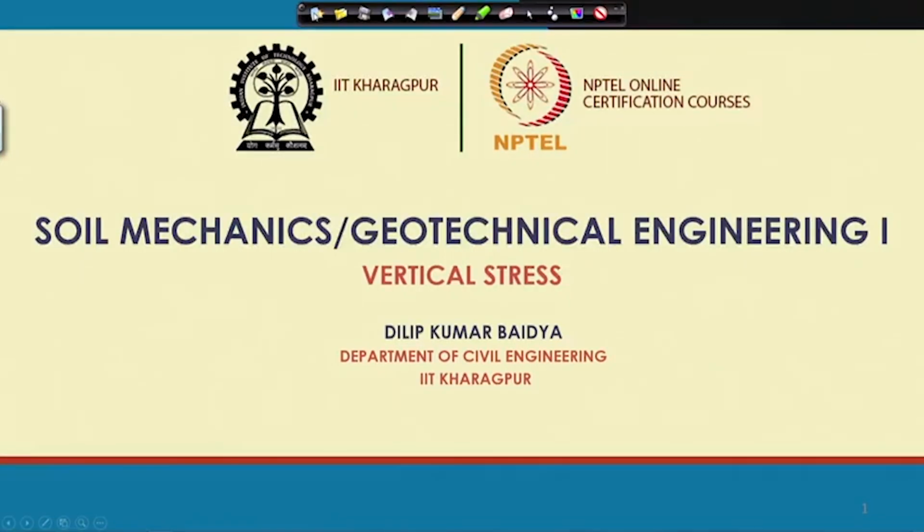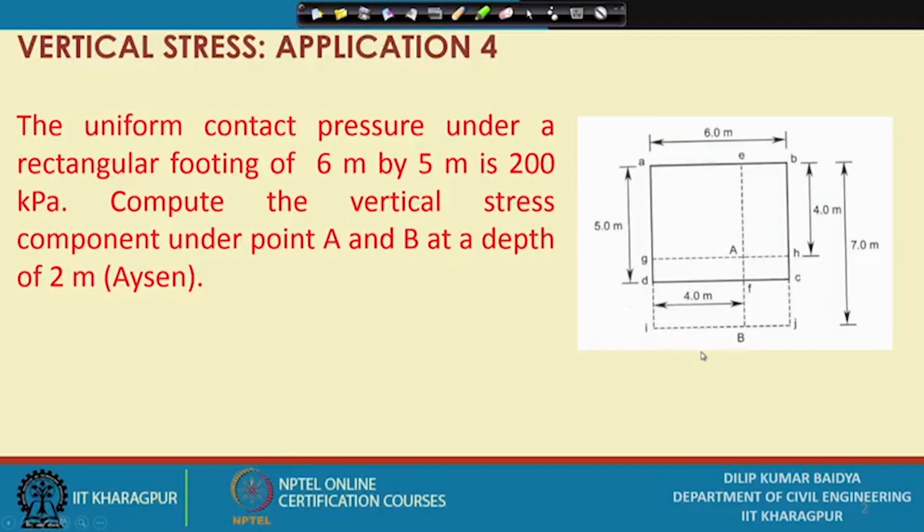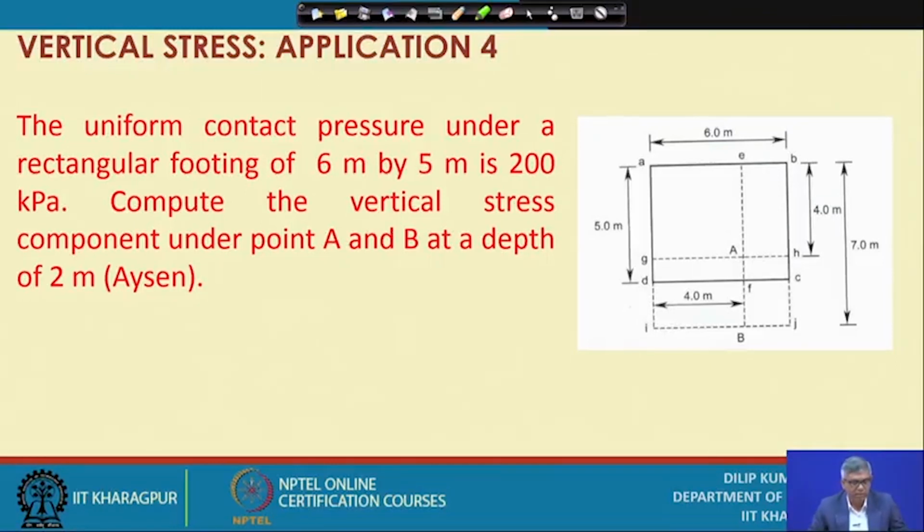So, let me go to the first problem. The first problem is the corner formula. The uniform contact pressure under a rectangular footing of 6 meter by 5 meter is 200 kPa. Compute the vertical stress component under points A and B at a depth of 2 meter. This problem is taken from a particular book by Arora, and it is nothing special, but all applications of the corner formula can be shown through this problem.